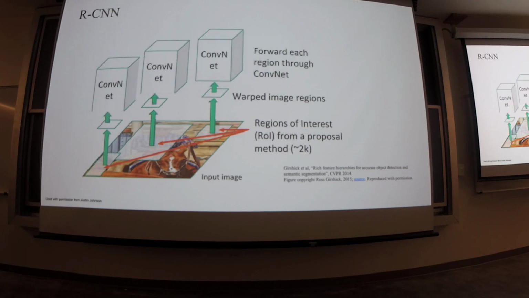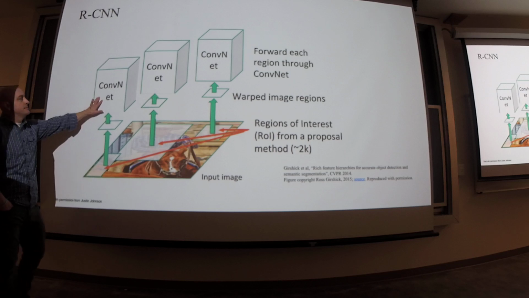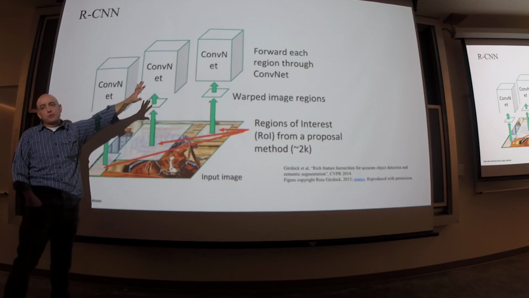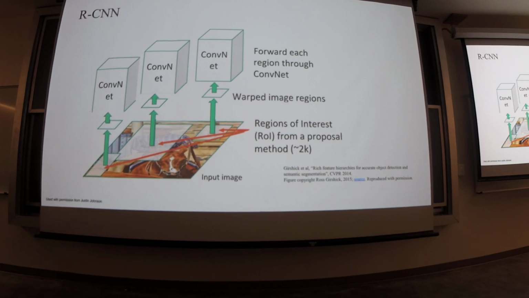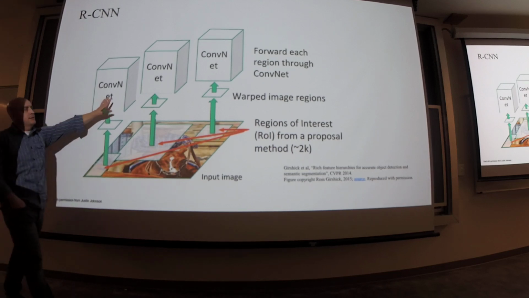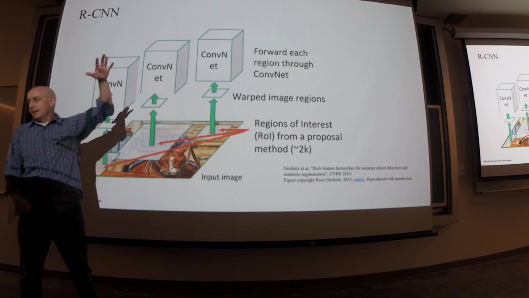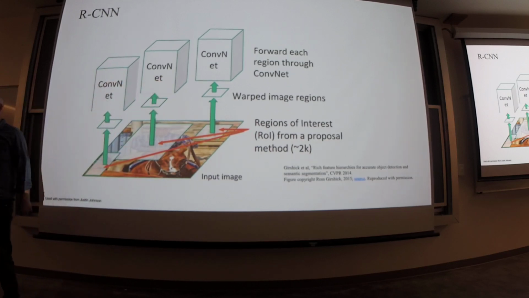Once we've done that, we pass them through our convolutional network. We can learn this from scratch, or we can start from a pre-trained network. It's usually starting from a pre-trained network. These are not different networks with different weights. Each one of these is the same network, shared, all with the same weights.